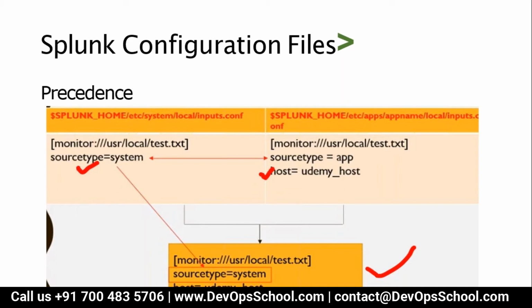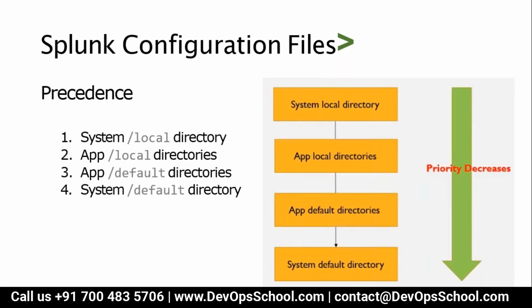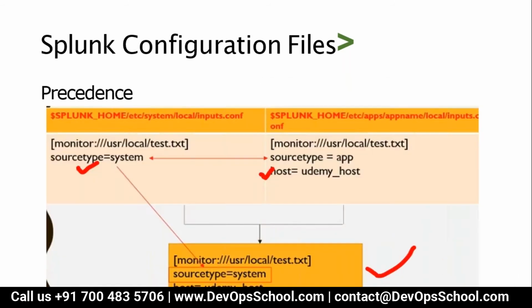Right? You see here the app name. Look at it. System local has the highest precedence. App local has lower precedence than system. So here, system local will be used, even though the source type is equal to app in one and source type is equal to system in the other. Because the precedence is higher for the left side, system local, the merged stanza during the runtime will have monitor user local test, source type is equal to system, and host is equal to Udemy host. Okay, so this is the merging that happens during the runtime.